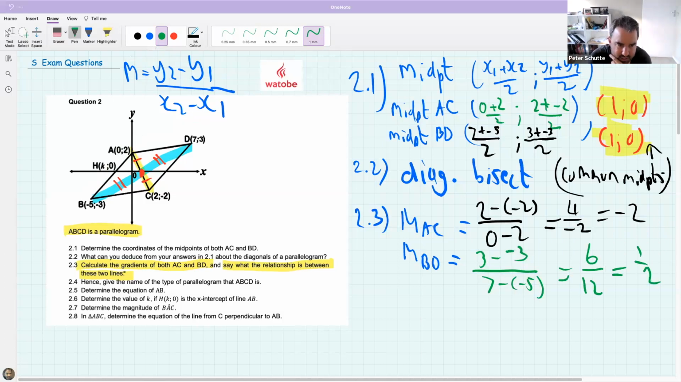Now, it says, calculate the gradients and then say what is the relationship between these two lines. I want to know what is the relationship between the big blue diagonal and the smaller yellow diagonal.